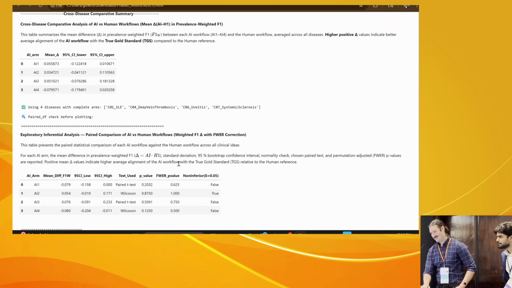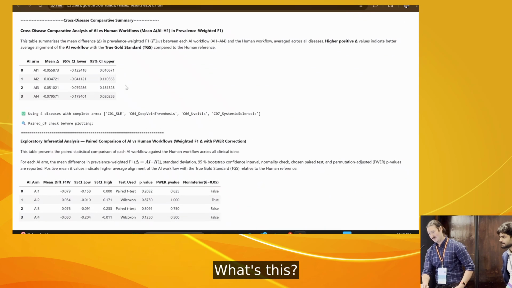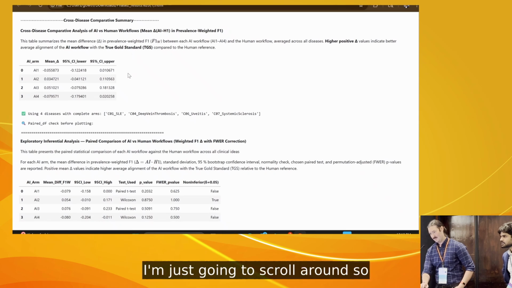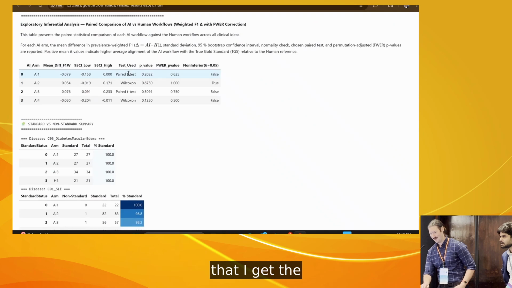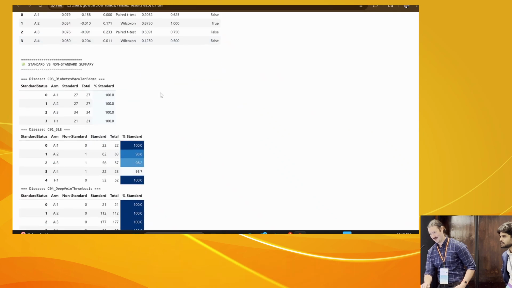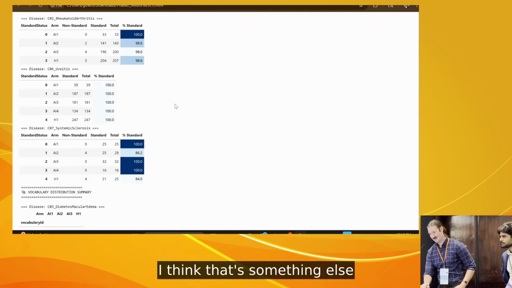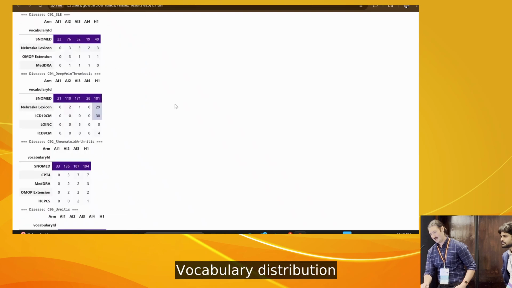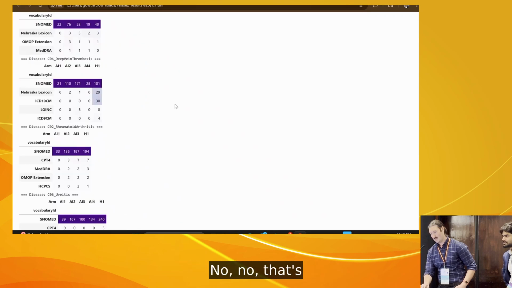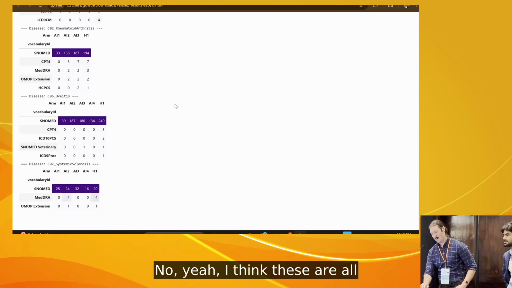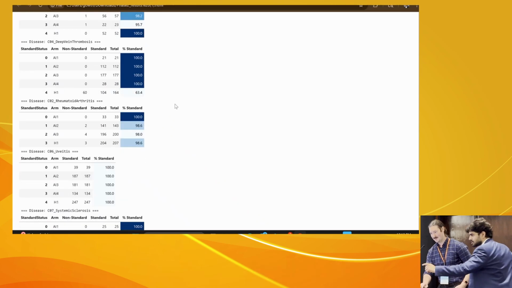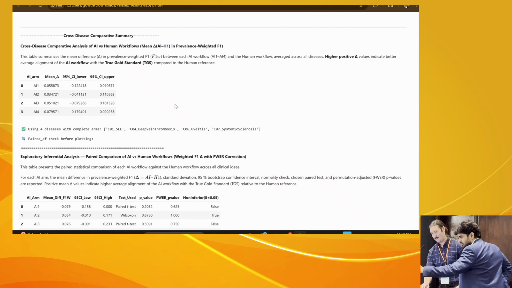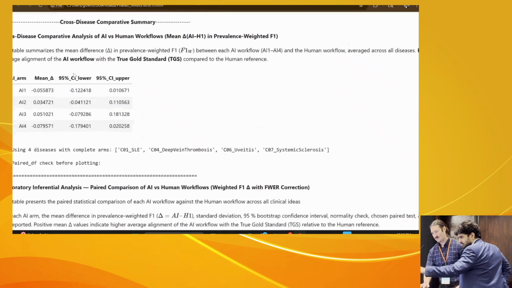Let's see. So what is this? Comparative AI? Okay. I'm just going to scroll around so that I get the topography of this document. Standard versus non-standard. I think that's something else. Vocabulary distribution. I think these are all supplemental. So I believe it is that table.